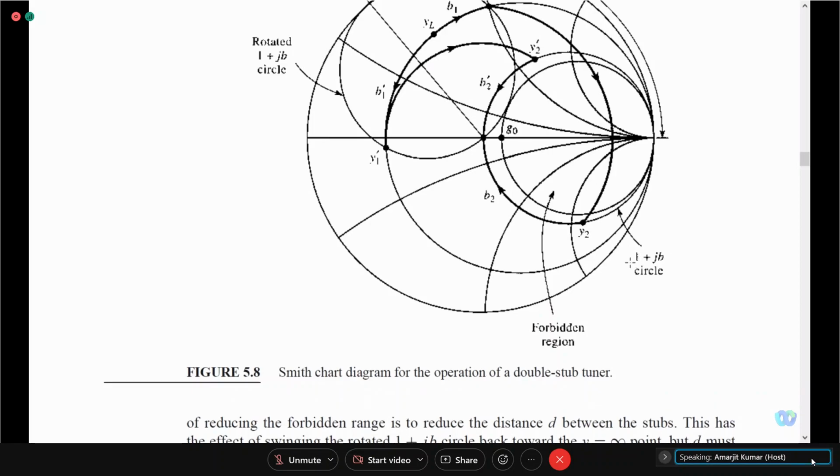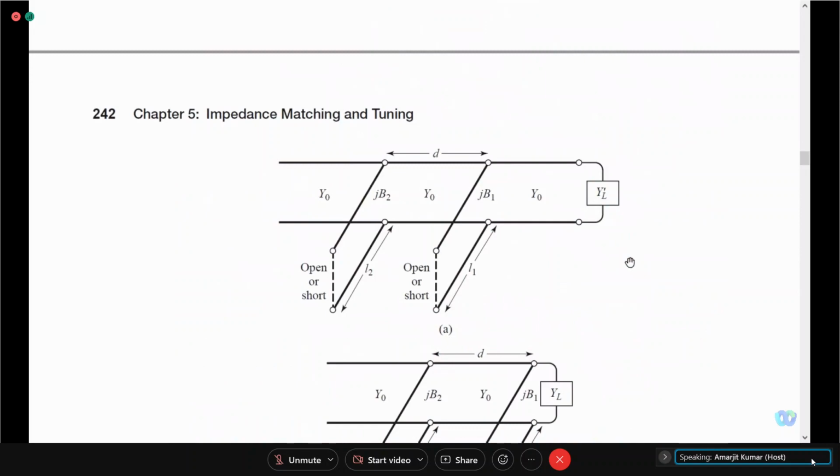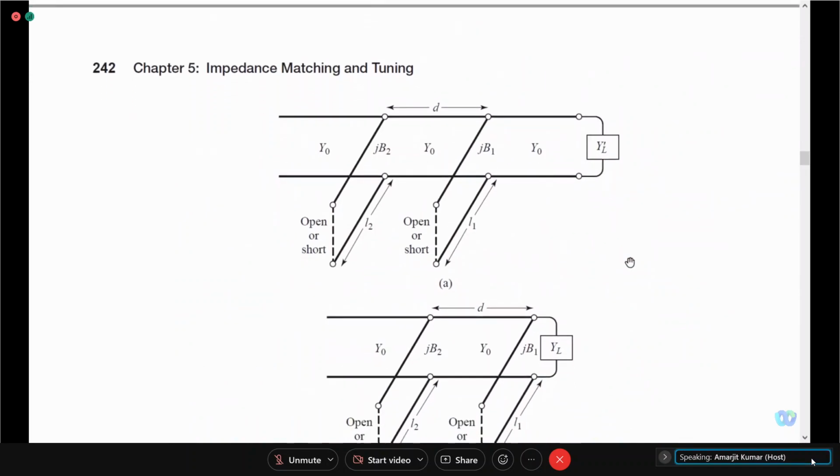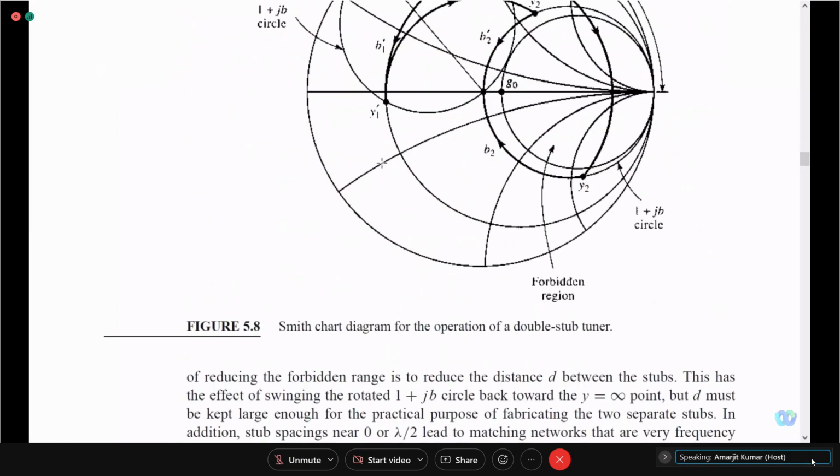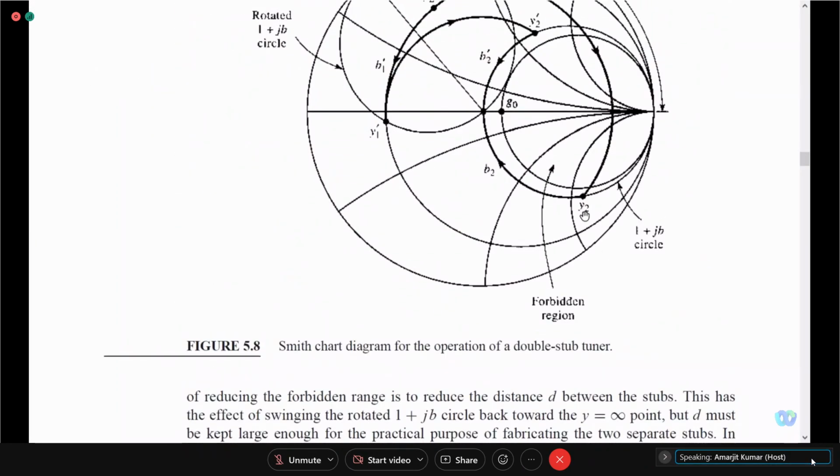But we have to cancel also this value of the imaginary part, or the susceptance. We have to cancel it with B2 so that we can reach the center of the chart. See here what happened. Y2 to B2, we are at the center of the chart. Y2 dash to B2 dash, we are at the center of the chart.